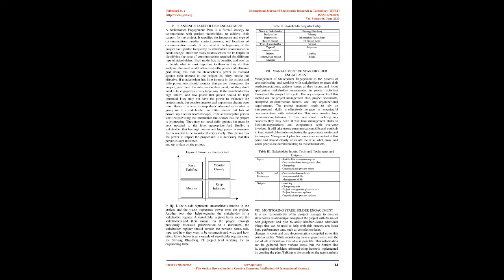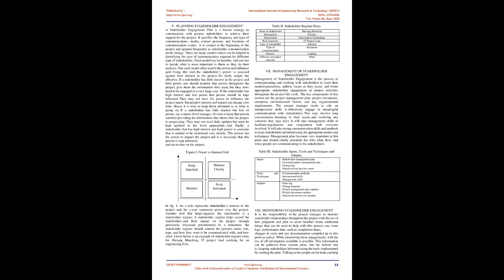There are many models which can be helpful in identifying the type of communication required for different types of stakeholders. Each model has its benefits, and one has to decide what is most important to them as they do their analysis. One such model often used is the power and influence grid. Using this tool, the stakeholders' power is assessed against their interest in the project. It's fairly simple but effective.